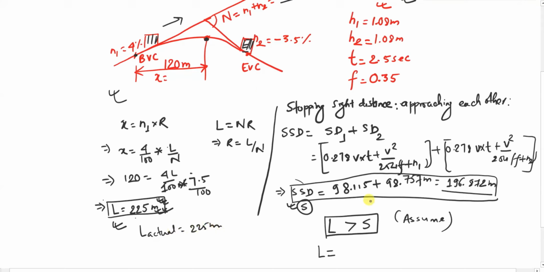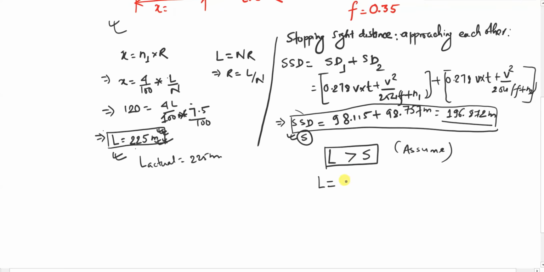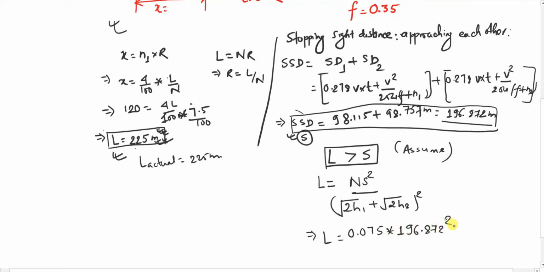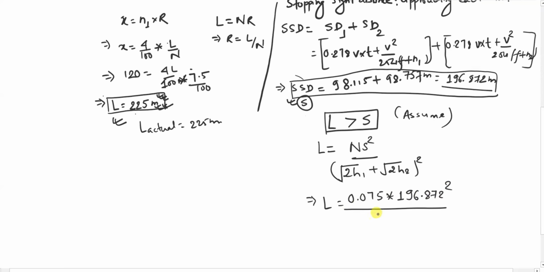Now using the stopping sight distance, we will check what the value of L is if the length is greater than sight distance, which we are trying to assume. For that, when length is greater than stopping sight distance, the formula is L equals n S square divided by the whole square of root of 2 h1 plus root of 2 h2. Here n is the deviation angle, that is 7.5 percent, 0.075. S is the stopping sight distance you have obtained, 196.872, squared. Now h1 is 1.08 meter, so 2 into 1.08 meter plus 2 into 1.08 meter, and you have to whole square it.